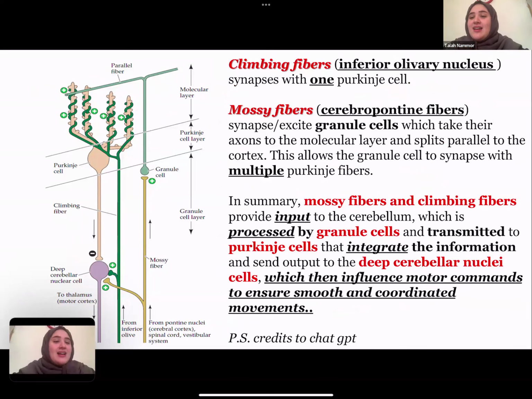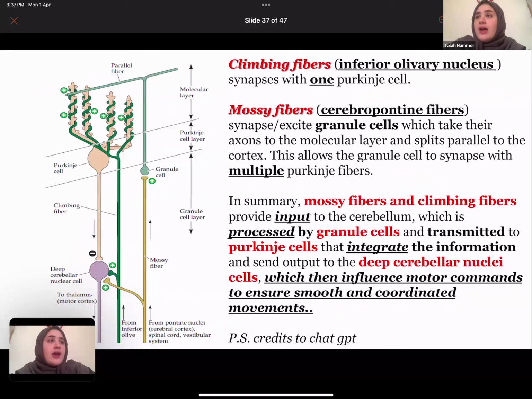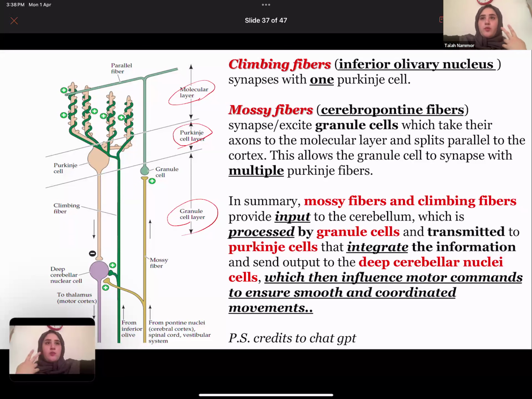Anyways, let's start with the three layers of cells. We have the molecular layer, the Purkinje cell layer, and the granular cell layer. We also have two different fibers, three different cells, and three different layers.